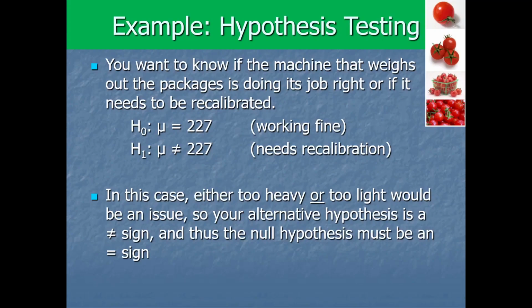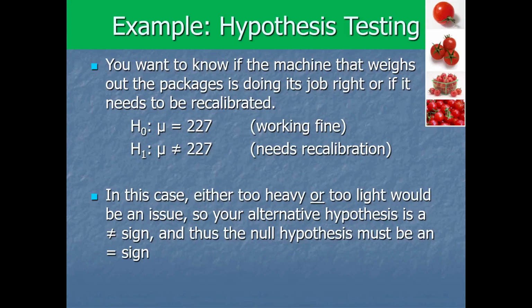Then the alternative hypothesis, H1, is that mu is not 227 grams. In other words, that the machine is churning out packages that, on average, are not 227. So it needs some recalibration. Now, in that case, either too heavy or too light would be an issue. So your alternative hypothesis here would be a not equals sign. And thus, the null hypothesis must be an equals sign, since the pair of them have to match up, right? And of course, the null is always the one that includes an equal sign in it.